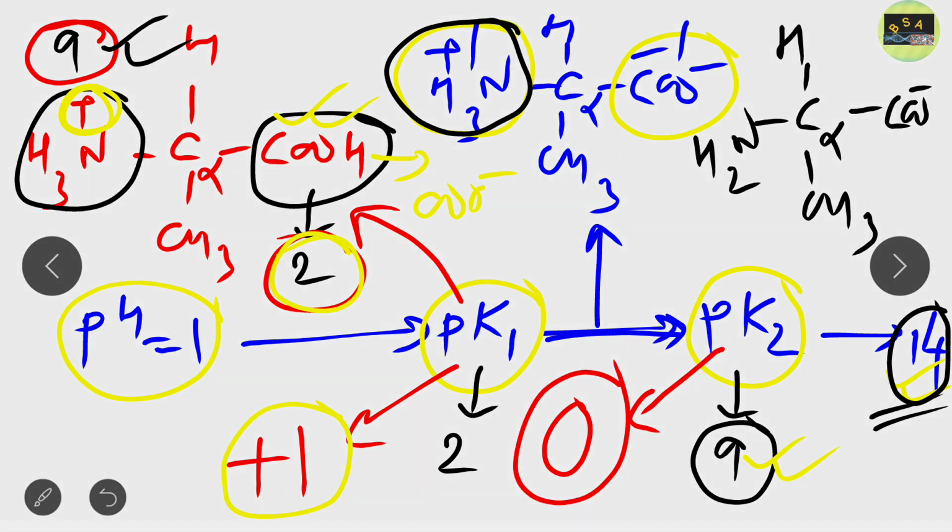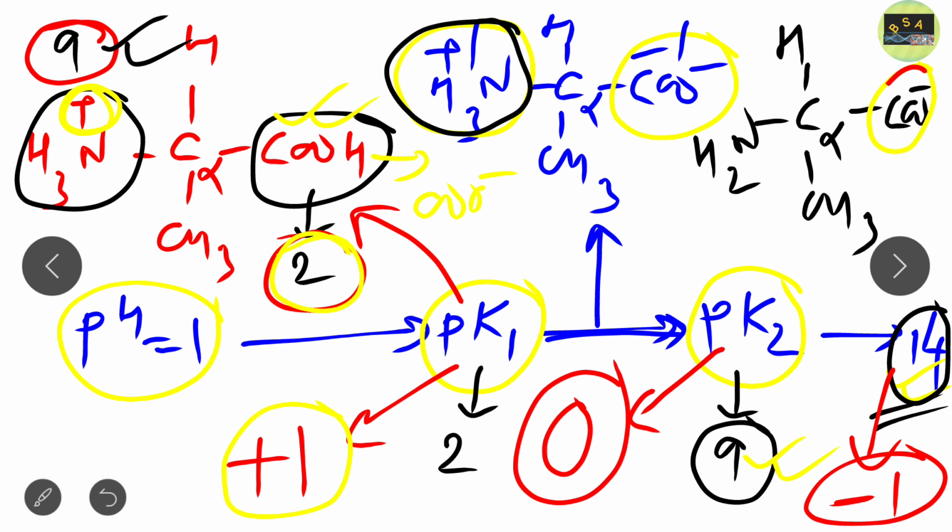So in this case, what happened? The charge is only minus 1. So at pH 14 the charge is only minus 1. Why minus 1? Because the COO minus group contains the only charge, the NH2 is neutral. Okay, clear? So this is the concept. Now I hope that you understand this concept.